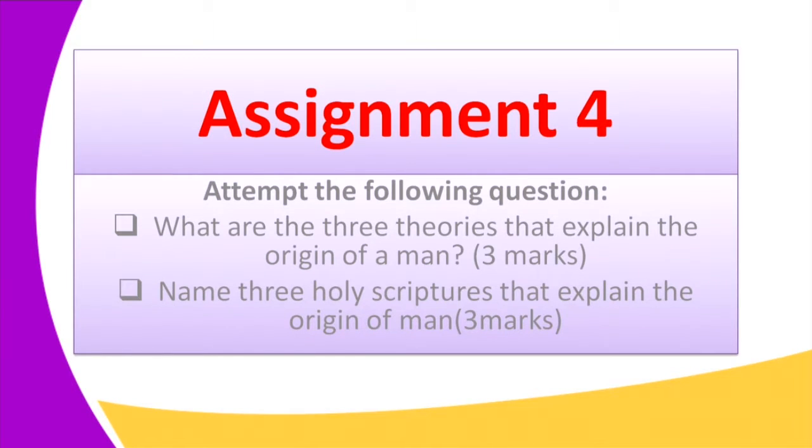And the last theory is the creation theory, which is based on the scriptures. In Christianity we have the Bible, in Islam we have the Quran, and in Hinduism we have the Vedas. Question 2 was, name 3 holy scriptures that explain the origin of man. In Christianity we have the Bible, the book of Genesis. Islam uses the Quran as its scripture. The Hindu have the Vedas. So these were the 3 holy scriptures you were supposed to write for that question.